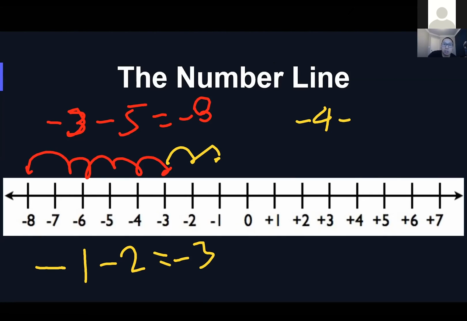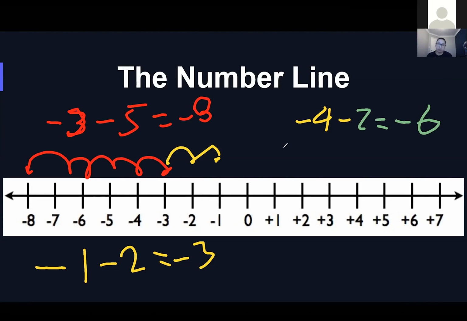Let me change the color. -4 take 2. What's that going to be? All right. So I'm just going to do 3 for this one this time. Tell me what you notice, please. What do you notice about -3, -5, and -8?